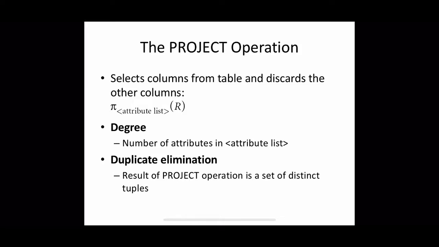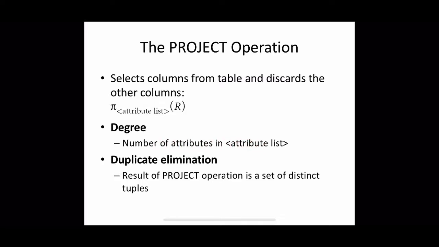This is the syntax for project: pi, then the list of attributes to be displayed. The required list should be specified here, and inside brackets we specify the relation on which we are performing this operation. The degree of a relation means the number of attributes in this attribute list.